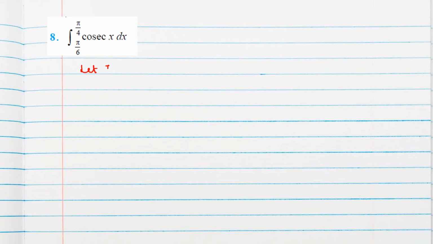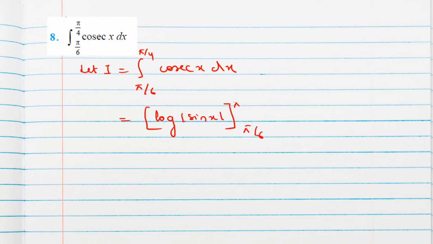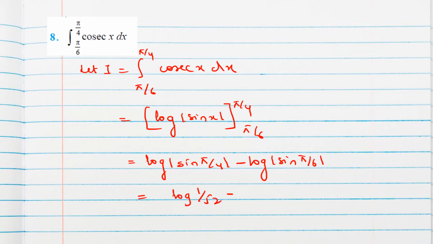Let the integral be I, from pi by 6 to pi by 4, cosec x. For the cosec x direct integral we have log of mod sin x between the limits pi by 6 to pi by 4. So we'll write sin of the upper limit first: sin pi by 4 minus sin pi by 6. So sin pi by 4 is 1 by root 2, and sin pi by 6 means log 1 by 2.